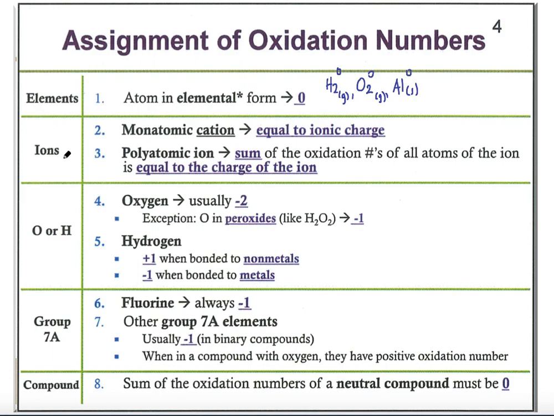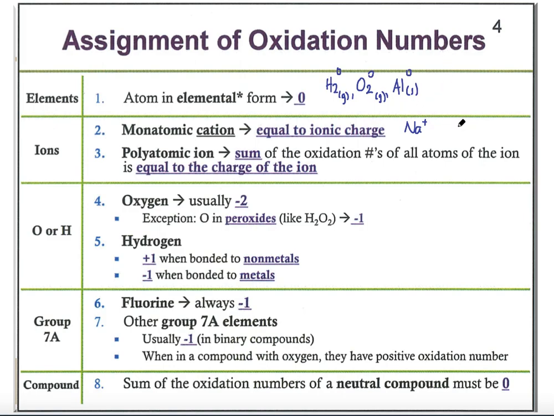So for ions, we have one rule for monoatomic cations. A cation is a positively charged ion. Monoatomic means that it has only one atom. For example, something like Na+. For all of these monoatomic cations, the oxidation number is going to be equal to the ionic charge. So in my sodium example, the charge is +1, and therefore the oxidation number would also be +1.